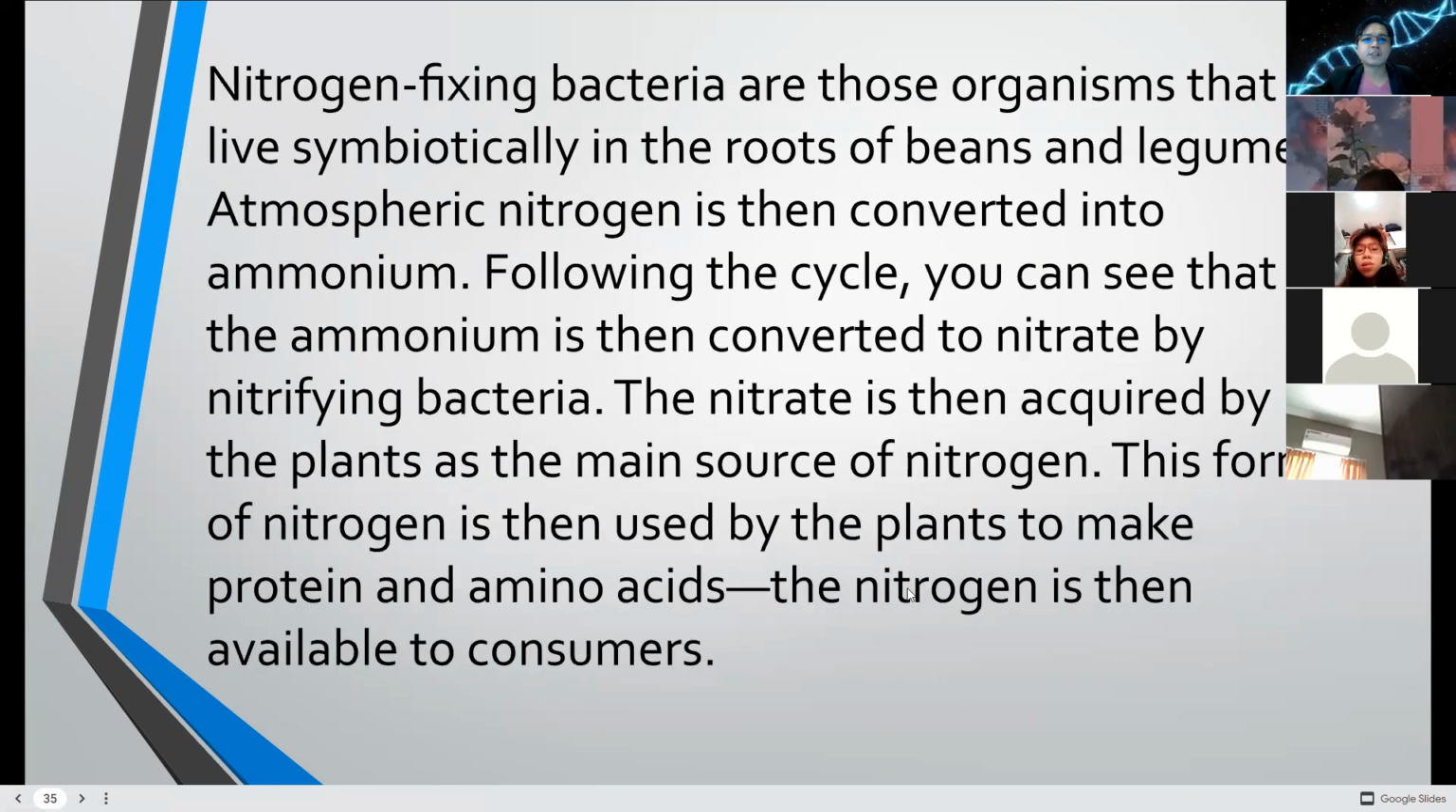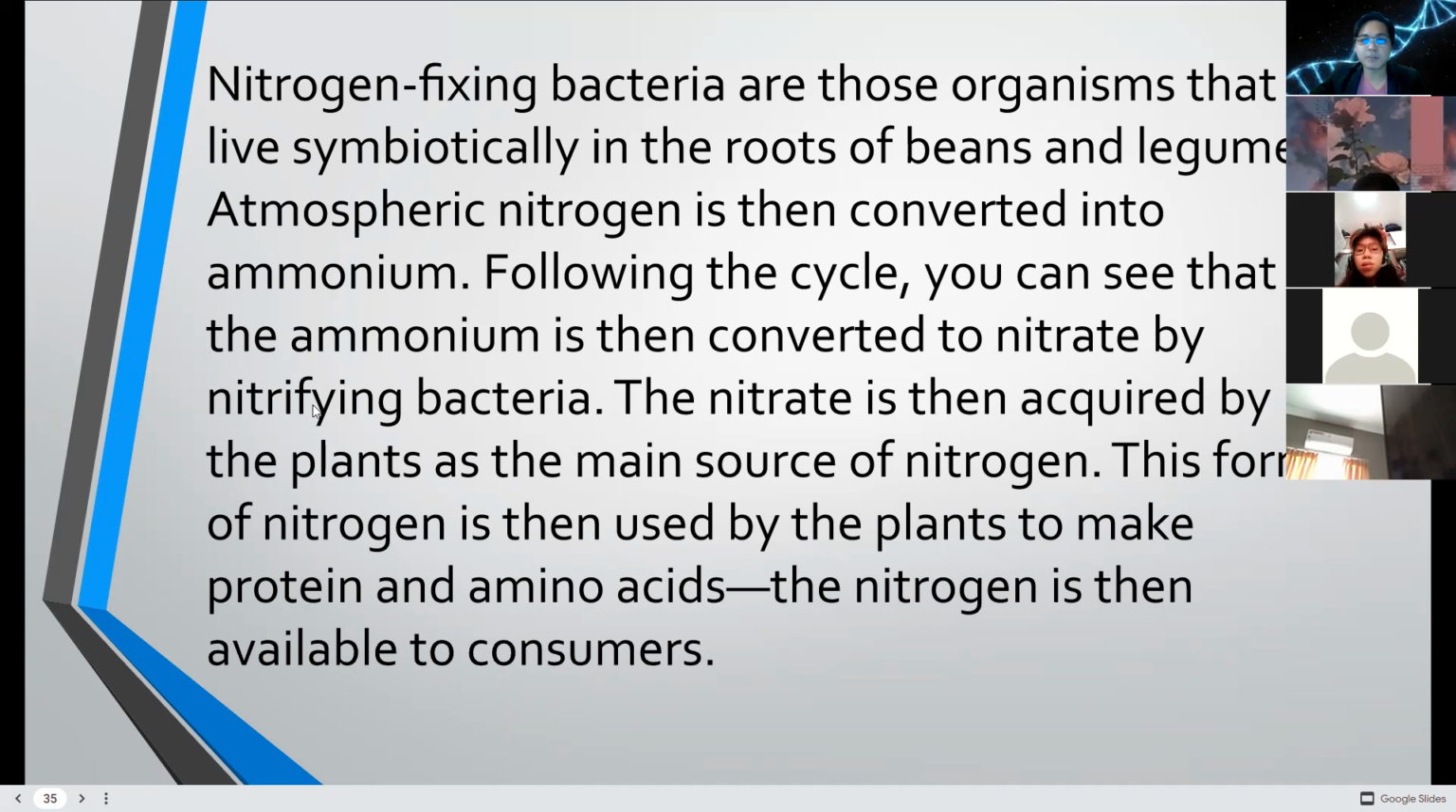Okay, nitrogen fixing bacteria are those organisms that live symbiotically in roots of beans and legumes. The atmospheric nitrogen is then converted into ammonium, which will be used by plants. Following the cycle that you can see, ammonium is then converted into nitrate by nitrifying bacteria, nitrification. Okay, ammonium is converted into nitrate, which is used by plants.